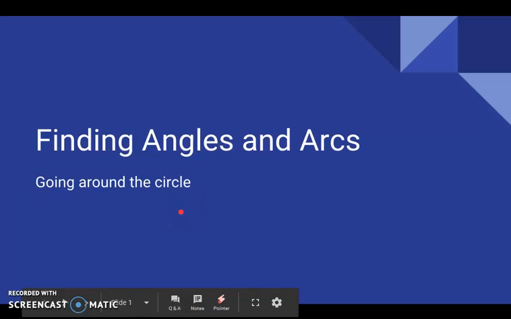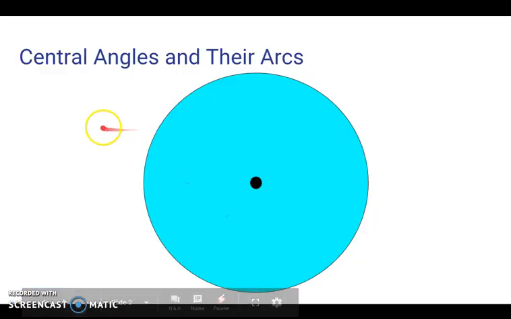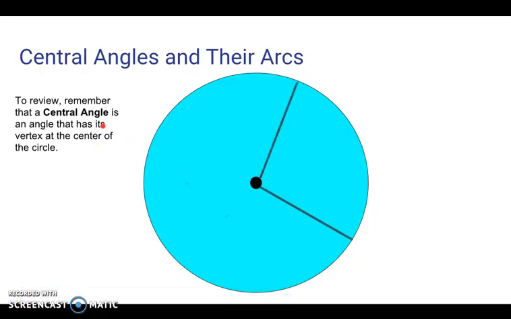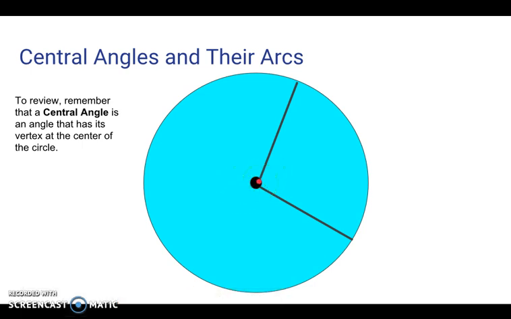Alright guys, today we are talking about finding angles and arcs. We are going around the circle. So, first we're going to talk about central angles. Just remember the central angle is one where the endpoints come out to the circumference and the vertex is here at the center. It's called a central angle because part of it is at the center.